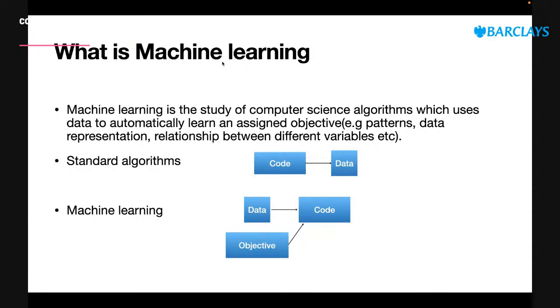So, machine learning is just the study of computer science algorithms which use data automatically, like it learns on its own. So, for example, take a standard algorithm. If we have to analyze any data, we need to write some code, like if and else statements, some switches, something to analyze it. But in machine learning, we just have to give the objective, give the data, and it does its work. So it is super engineered.